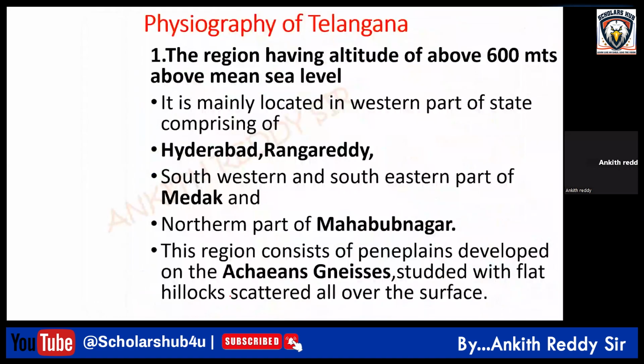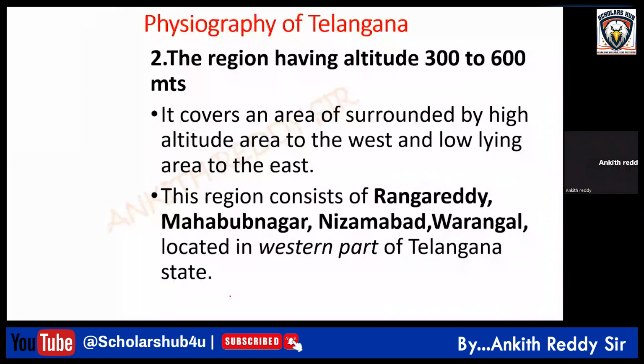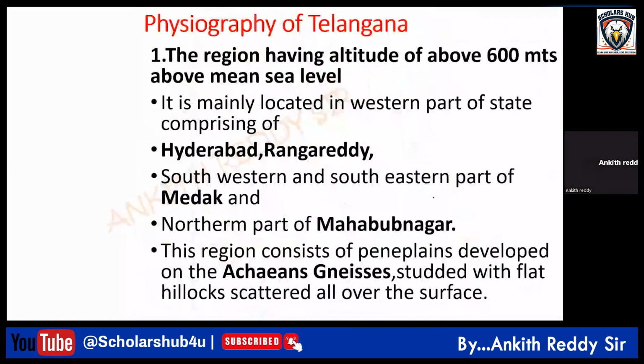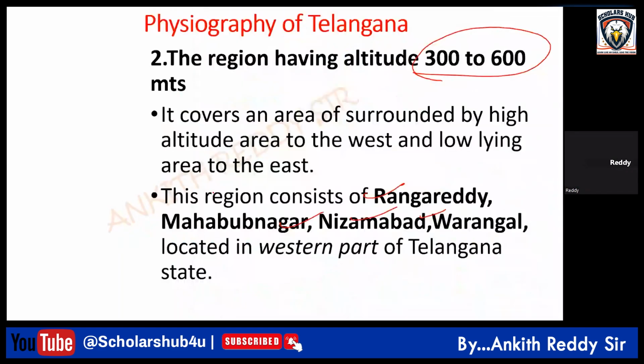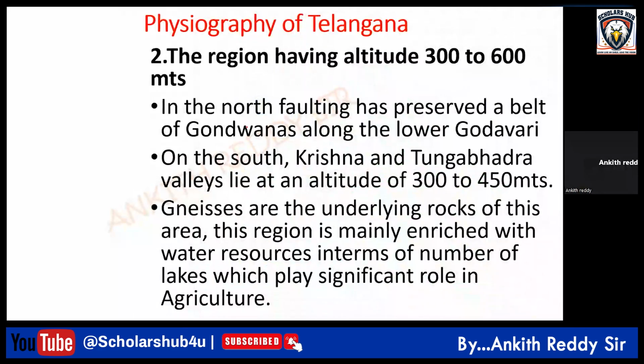Then moving on to the second division based on altitude, that is around the 300 to 600 meter region. This region consists mainly of Rangareddy, Mahabubnagar, Nizamabad, and Warangal. Basically, the western part of Telangana, the entire region, is around 300 to 600 meters.